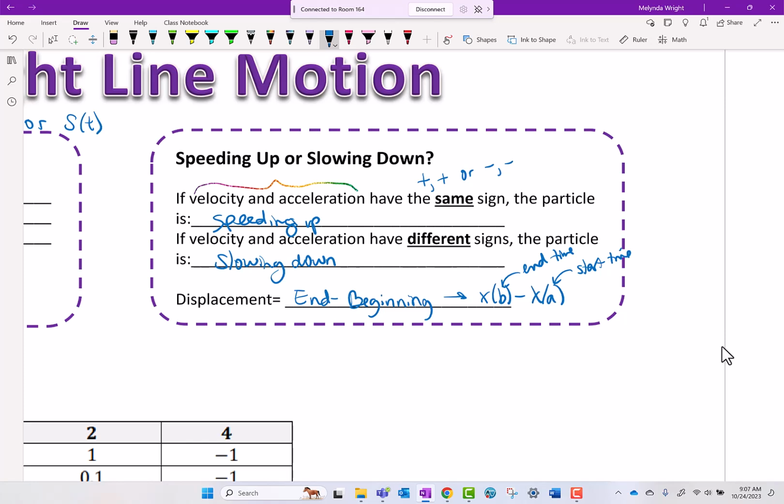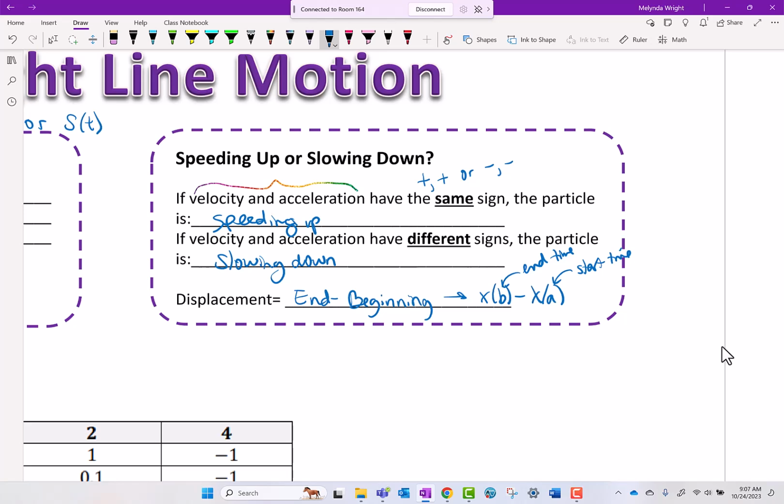Okay, so if we wanted to put it in symbols, it would be x of b minus x of a. So we go back to the position to determine displacement. We look at the position for that, not velocity. All right, so those are the main concepts that we're going to be looking at today. Are there any questions so far?